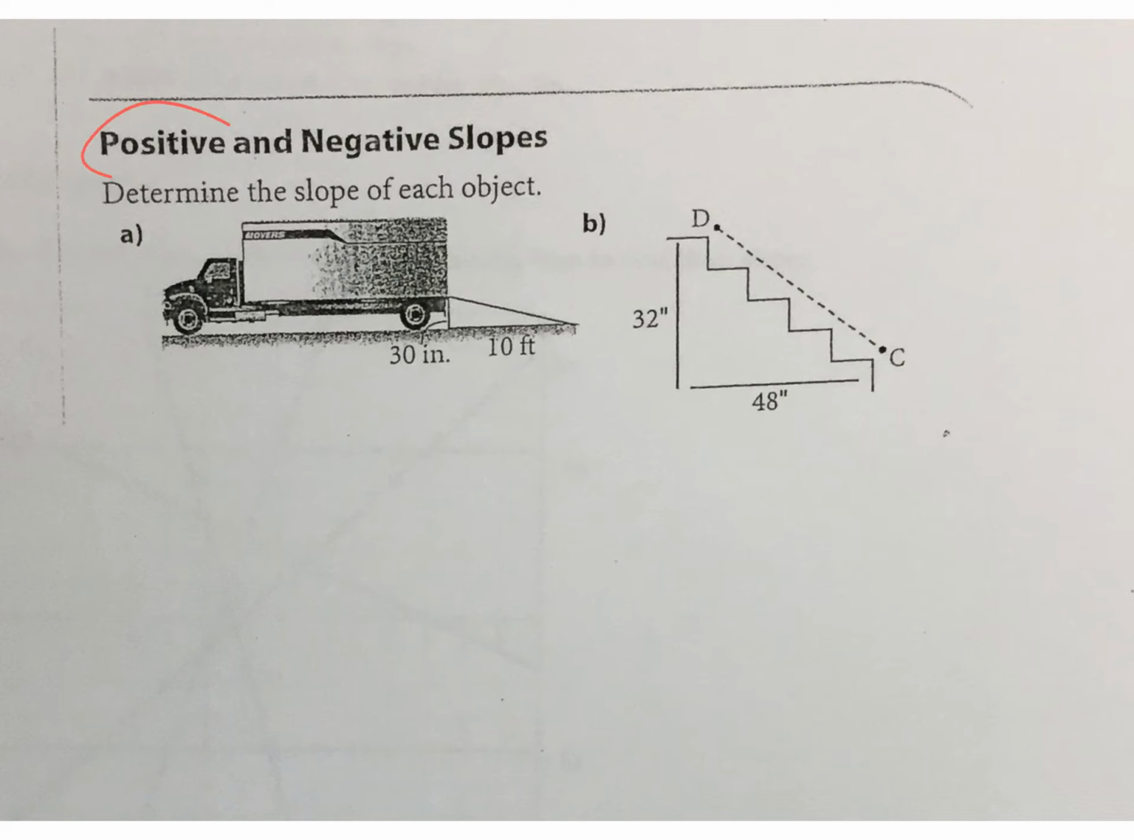Positive and negative slopes. Draw it on your paper before your test. Positive slopes, how do they look? They rise to the right. Please copy this down. They rise up to the right.